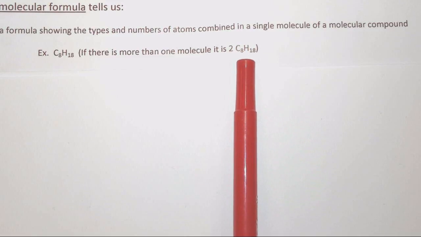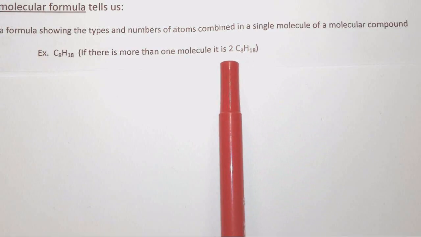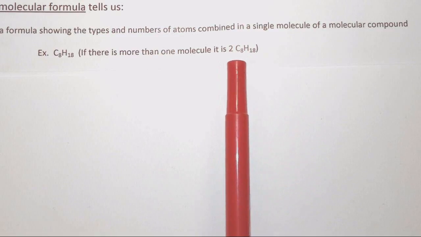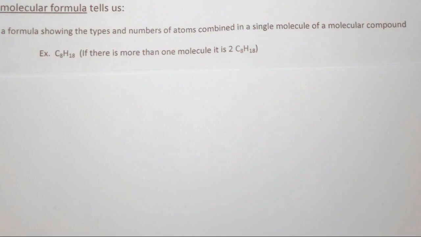So the subscripts we know represent atoms in a molecule that are actually covalently bonded together. And then the number out in front, which is called the coefficient, tells us how many of those we have. Notice it is called a molecular formula, which tells you that we are talking about molecules covalently bonded.